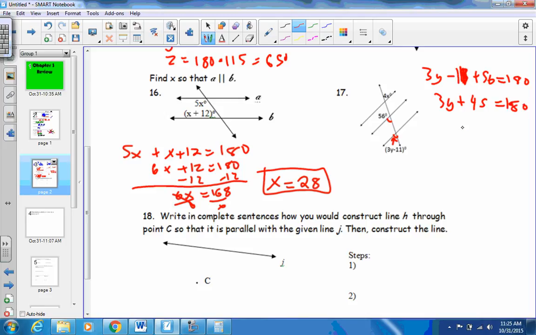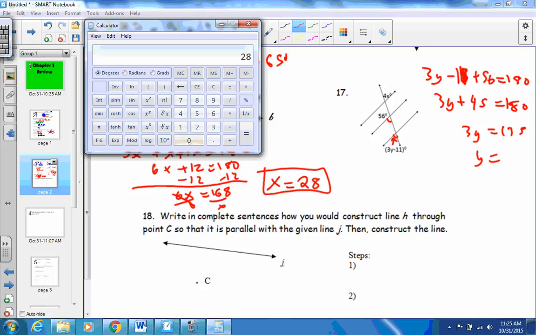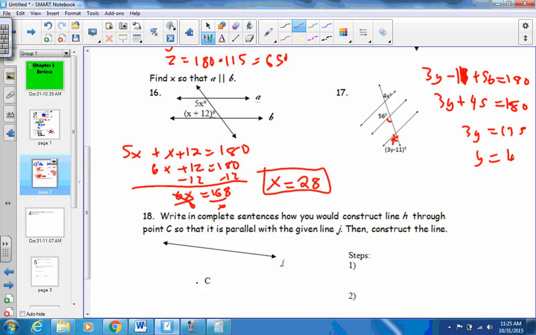You subtract 45 from both sides, you end up with 3y equals 135. Divide that by 3, you get y equals, what is it, 55? Wait a minute. 135 divided by 3 is... oh, yeah, 45, sorry. So y would be 45.